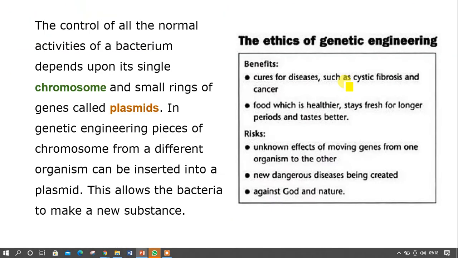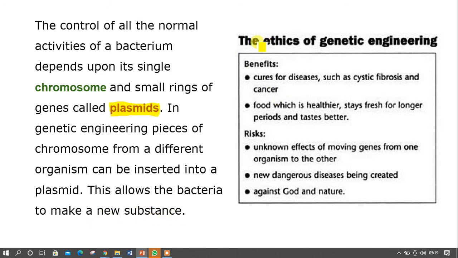The control of all the normal activities of a bacterium depends upon its single chromosome and small rings of genes called plasmids. Genetic engineering will not be possible in the absence of plasmids. So plasmids help genetic engineering to be possible. In genetic engineering, pieces of chromosomes from a different organism can be inserted into a plasmid. These allow the bacteria to make a new substance.